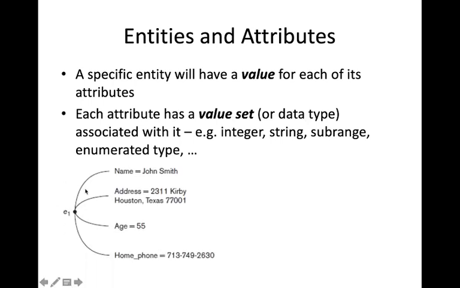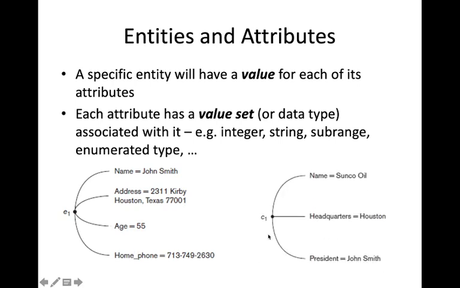So this is an example. This is a particular entity, we call it the entity of John Smith. For that, the name is John Smith. Then there is an address, a value for age, and a value for home phone also. So this is the John Smith entity.